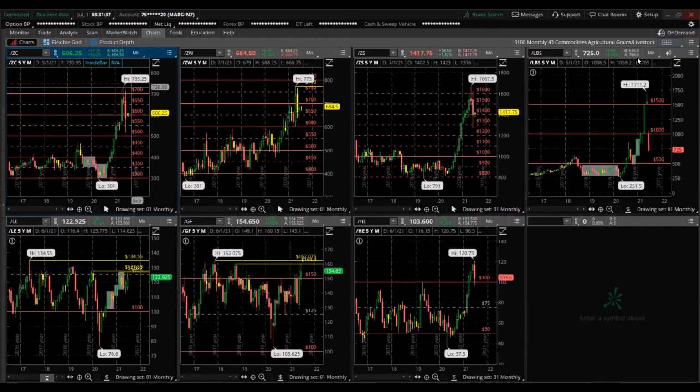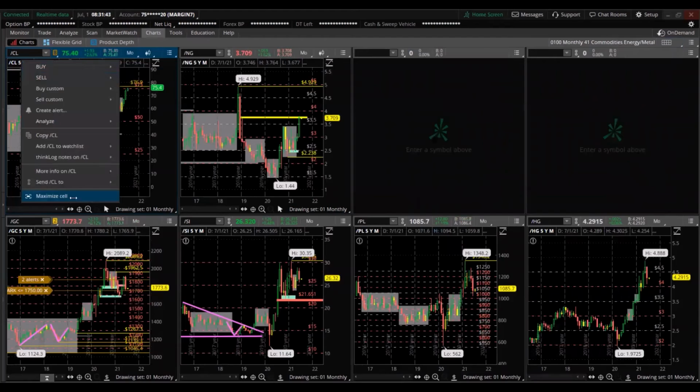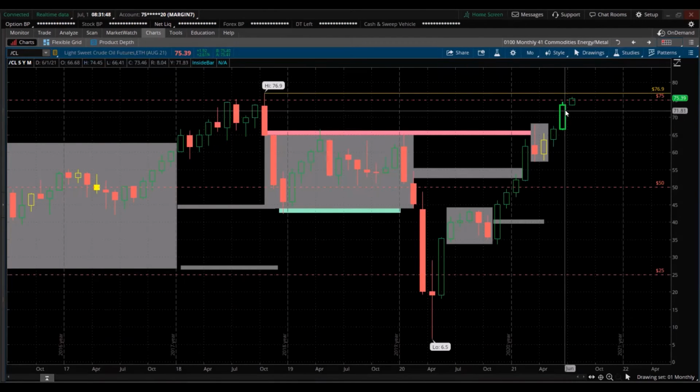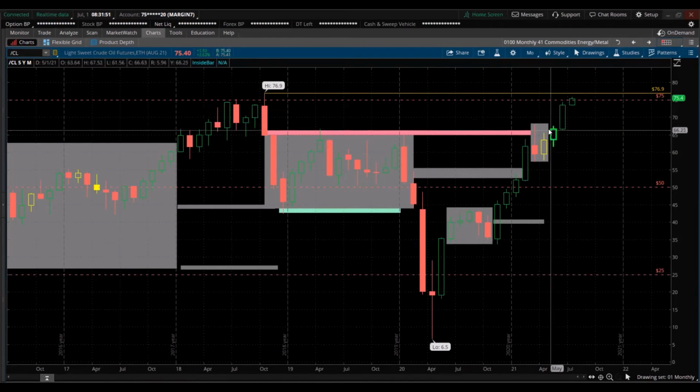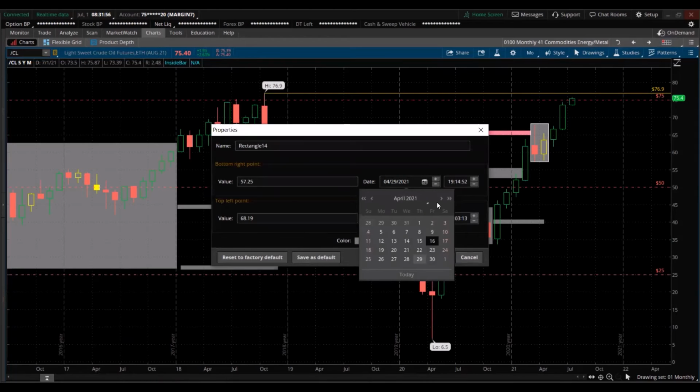So let's look at some commodities. We'll look at energy and metal. Each candle's a month. Look at crude oil. This is the new month, already made a high, but we're looking at last month, outstanding. Wow, huge move up. So crude oil is very bullish.